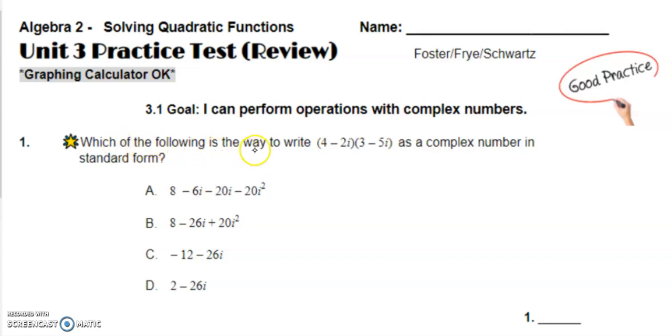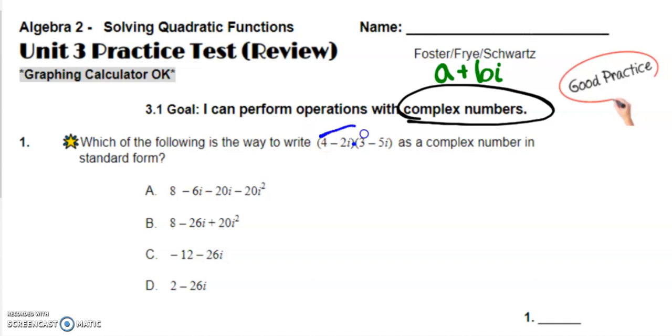So, which of the following, we should start with our goal. I can perform operations with complex numbers. So remember, complex numbers are written in the form a plus bi, where a is real, and the i stands for the imaginary square root of -1. Which of the following is a way to write this as a complex number in standard form?